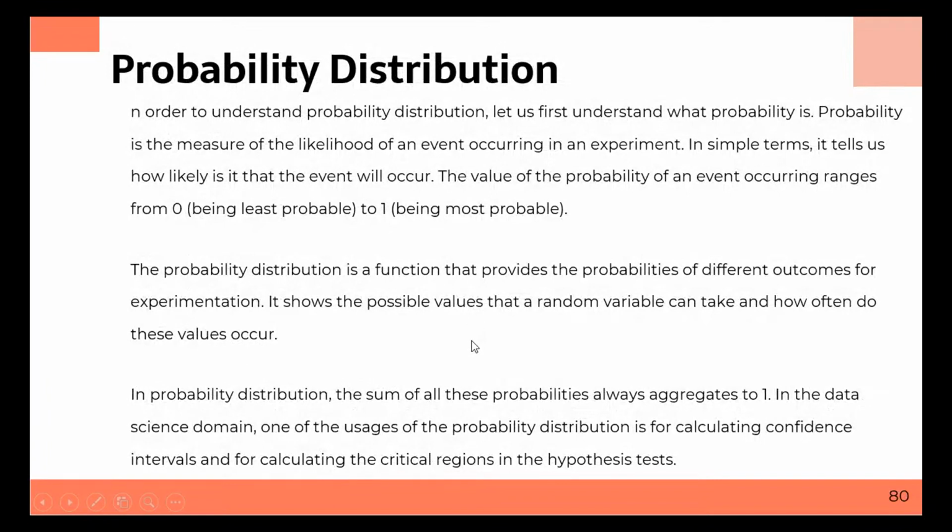Then we have probability distribution. This we'll see next. All right. A lot of probabilities, right? You might not have thought that I would be five minutes late. So that's probability.